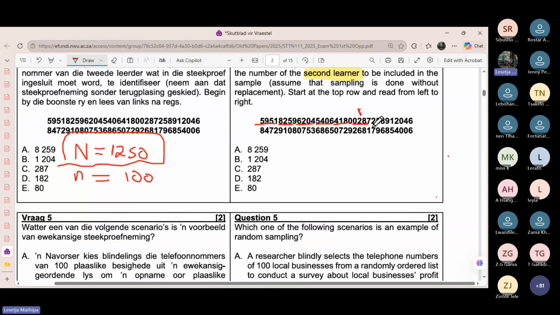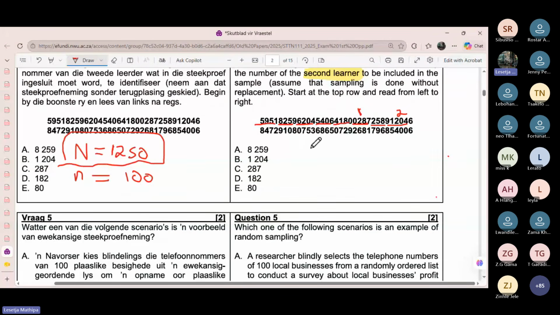So now we have the first learner, which is 0287. Then the second one, look at this one, 2589. It's more than 1205, so you're not going to take this one. Then this one, it's 1204. So now when you look at this one, it will be the second lane. So we have the first lane, the second lane.